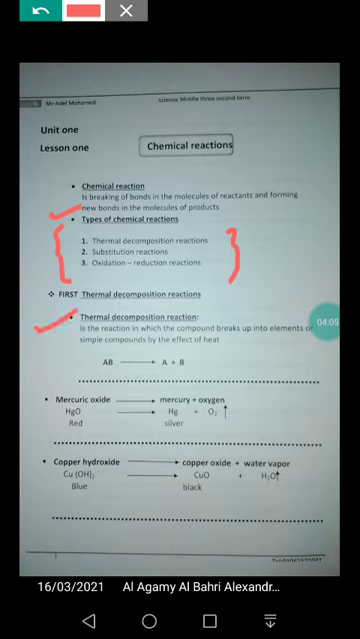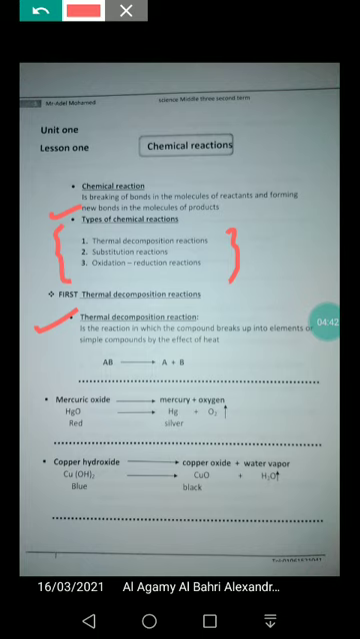Thermal decomposition reaction means that the main compound can be decomposed or dissociated into other simpler compounds or the elements included in the composition of this compound by the effect of heat. As we said, thermal means heat. The compound decomposes by the effect of heat into its elements or simpler compounds.